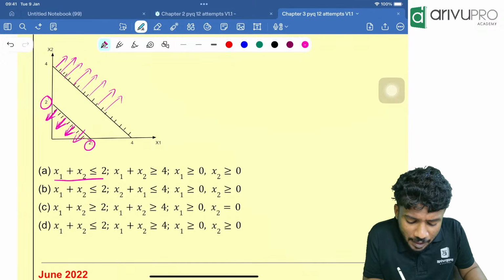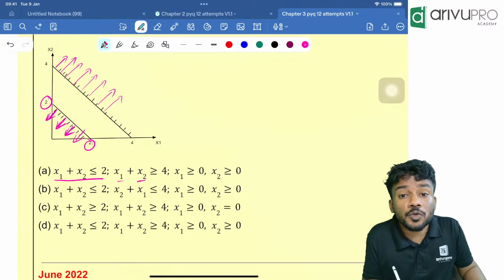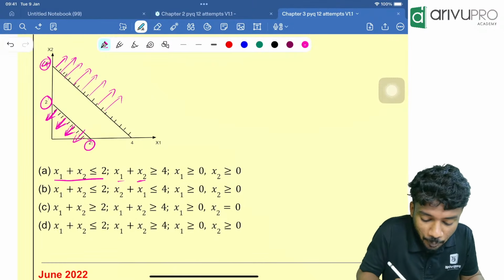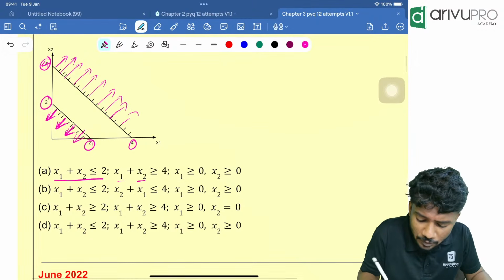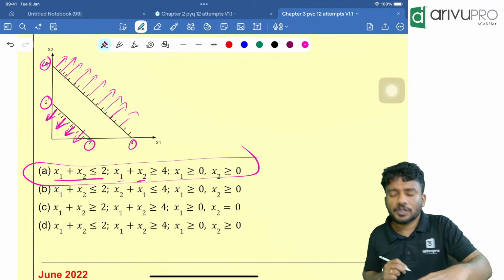Then, x1 plus x2 greater than or equal to 4. That means points of x1 and x2 values are 4 and 4, and it is going away from the origin, and this option A is your answer.